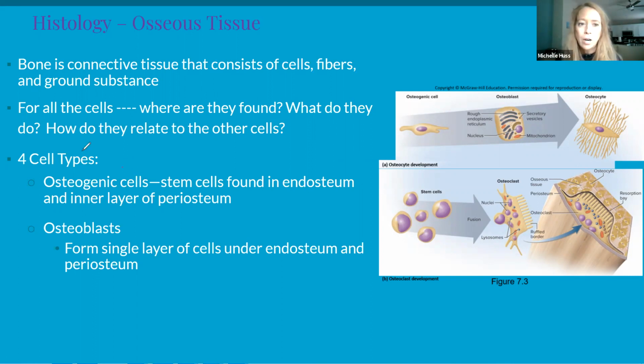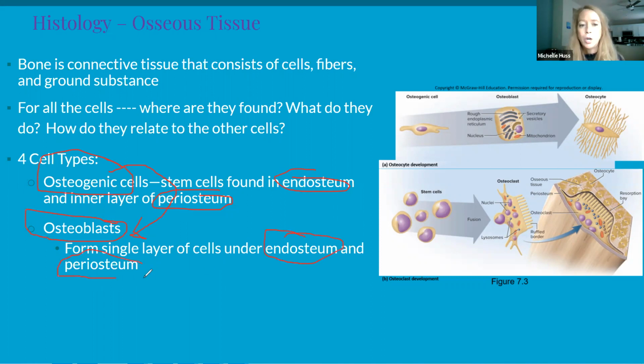So osteogenic cells are stem cells for bone. They're bone stem cells. We find them in the endosteum and we find them in the periosteum. We'll talk about this a little bit more as we go through this chapter, but when they're stimulated, they become osteoblasts. So they become osteoblasts. That's another cell type, but that's what they become. And they're in the endosteum and periosteum.